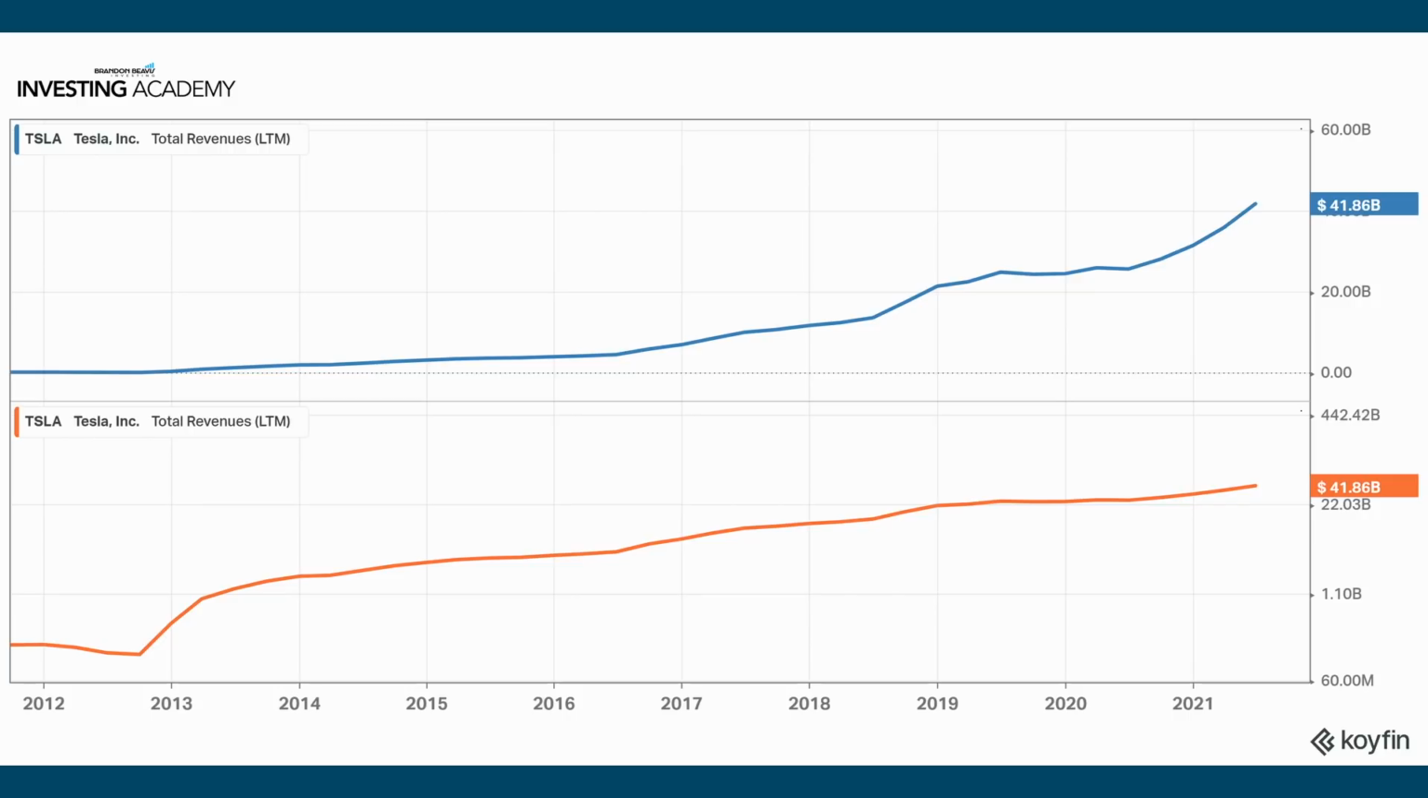Now, this certainly can be confusing. Let's take a little bit deeper dive into each of these, starting with the linear scale.